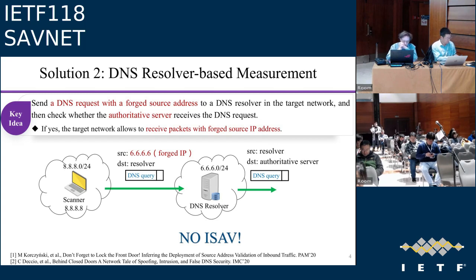Okay, this is an example. There is a DNS resolver in the target network whose IP prefix is 6.6.6.0/24. We have a controlled scanner whose IP is 8.8.8.8, and we will send a DNS query to the DNS resolver, but we spoof the source IP as 6.6.6.6. If the DNS resolver receives the spoofed packets, it will forward the DNS query to the authoritative DNS server, which we control. So if we receive the DNS query, we know that the DNS resolver, or the network where the DNS resolver is located, has no inbound SAV. This solution was proposed in PAM 20.